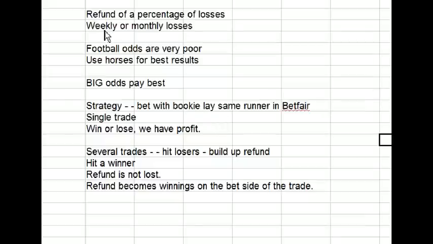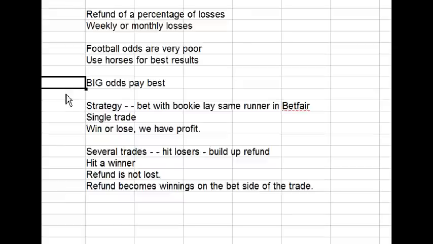If a bookie offers to refund a percentage of our losses over a week or over a month, we can trade those to profit, whether we hit winners or losers. Now, if you have a go at this, football odds are very poor with bookies compared to Betfair odds, so it's best, if you can, to use horse racing markets.